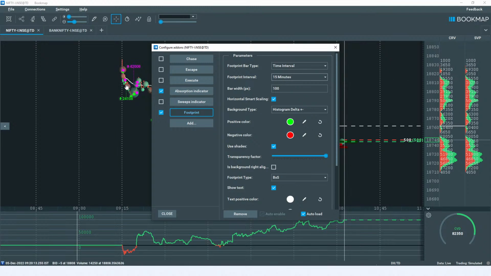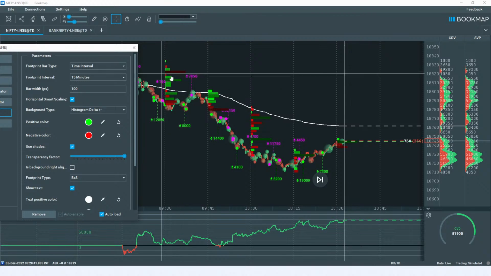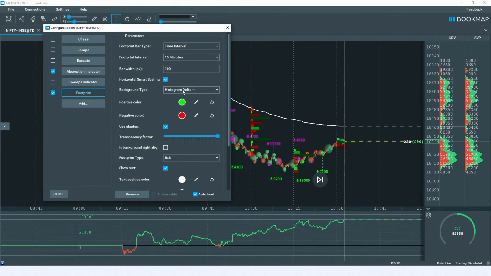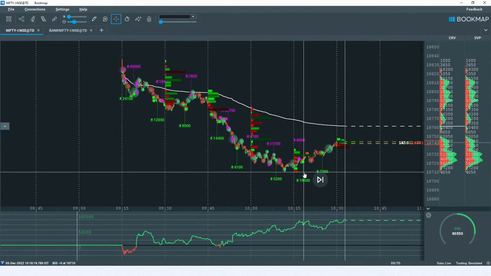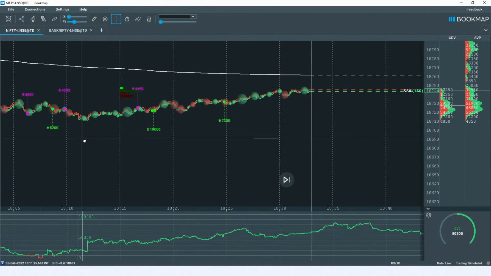So width is nothing but the width of the bars that you are seeing now. I'm going to look at the histogram plus and minus. That means it will help us to identify the volume profile of the 15-minute candle, and also help us see where the maximum number of activities are happening. And the third important thing is what kind of behavior it was, whether they were aggressive buyers or aggressive sellers. So let me zoom in a bit and show you.